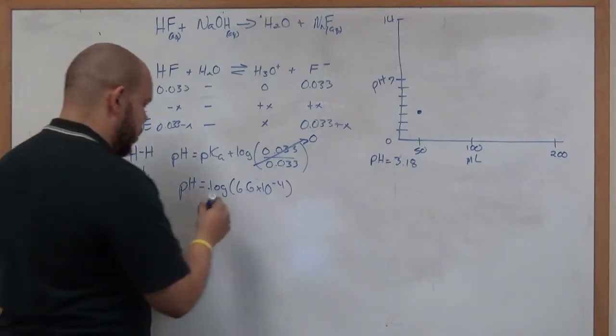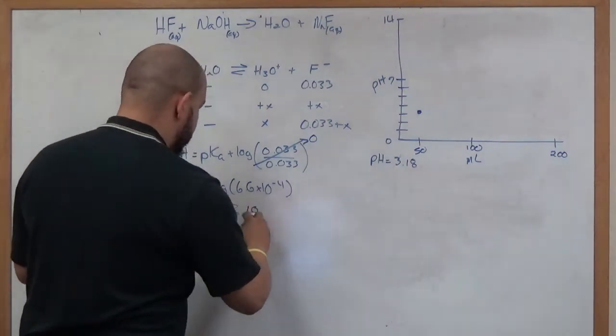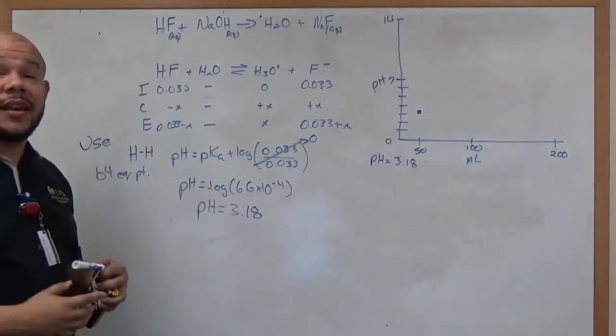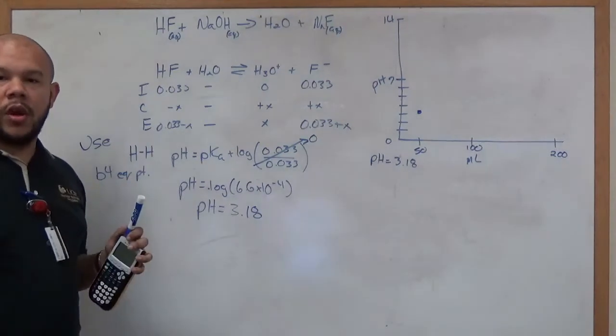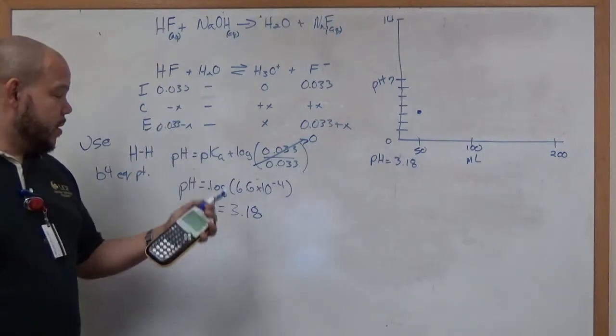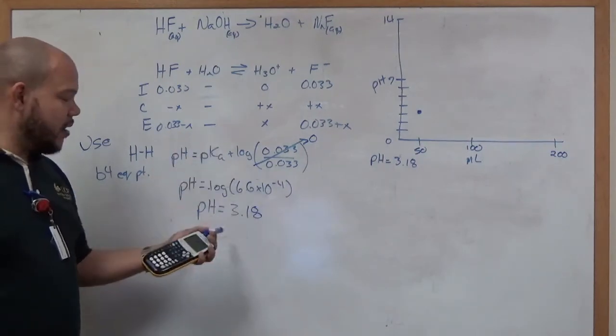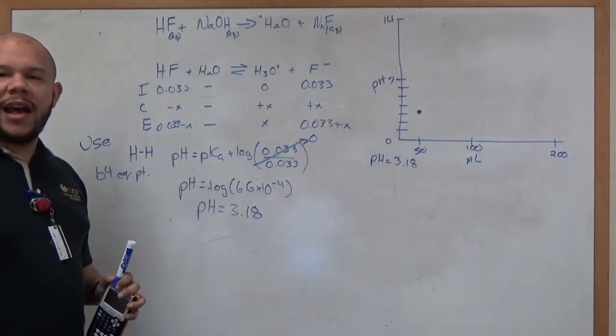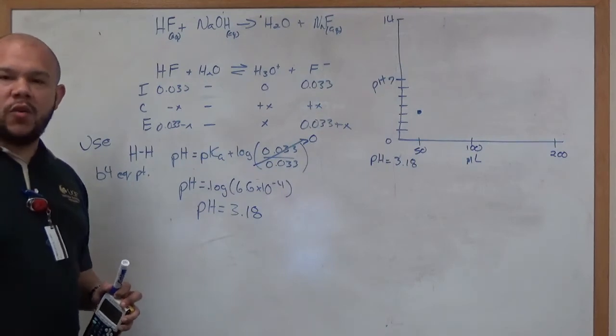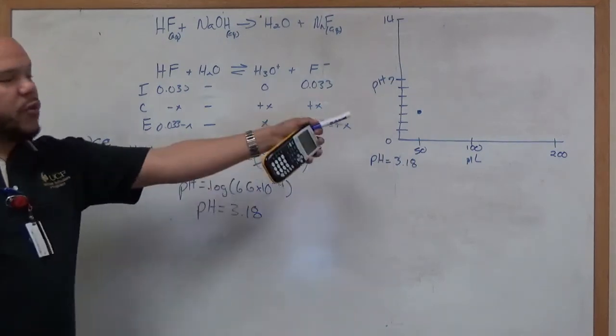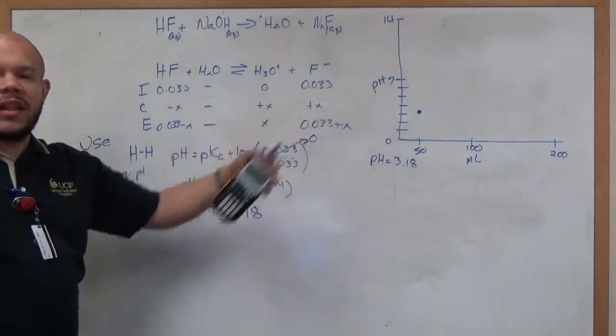Right, 3.18. So, as we say, two different ways to skin a cat. Ice table is always going to work. Always going to work. We drop the X here because of a small Ka versus the concentration, and we can also use Henderson-Hasselbalch if we are before equivalence. Okay, before equivalence. So we have our first point on the graph, which is the halfway point.